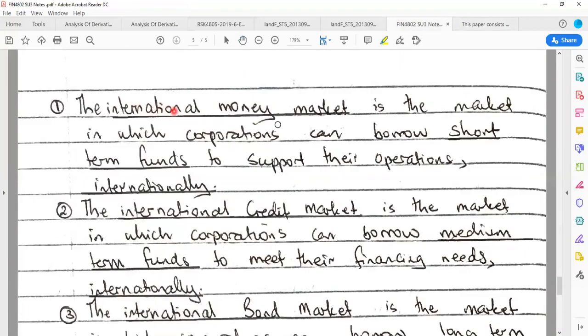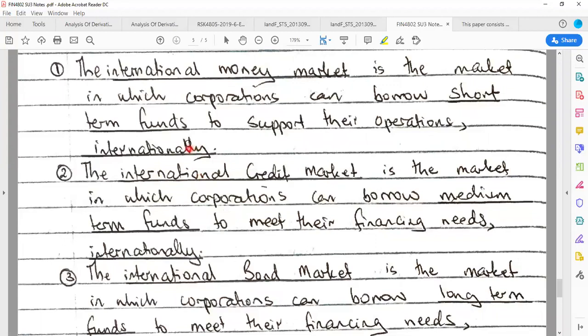We have what we call the international money market, and this is the market in which corporations can borrow short-term funds to support their operations. So let's say a company wants to borrow money for less than a year just to support their day-to-day operations, and they want the money in a foreign currency or even in their domestic currency. They can borrow the money in the international money market, maybe through banks or other investors.